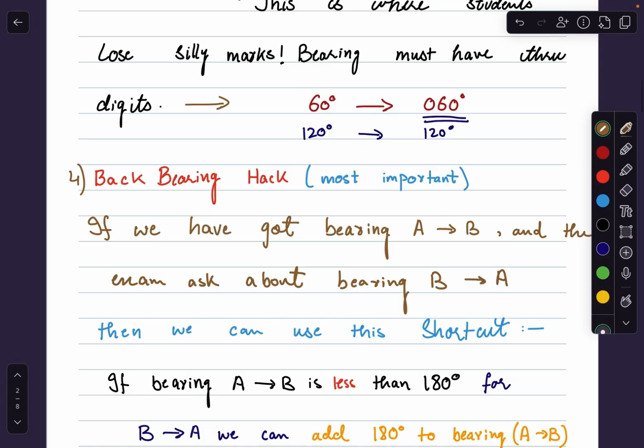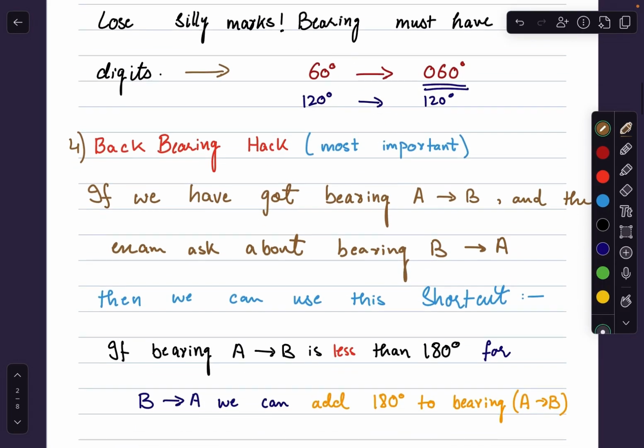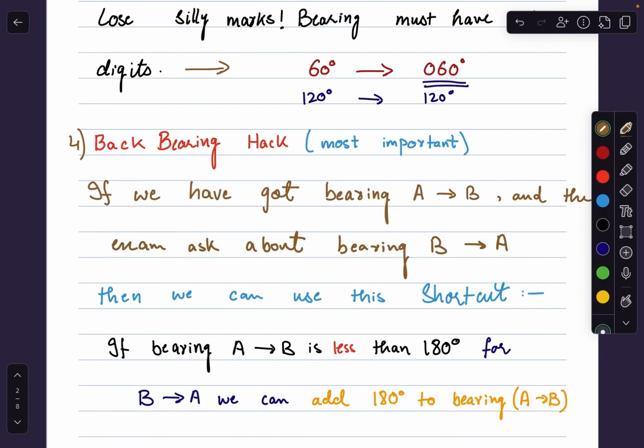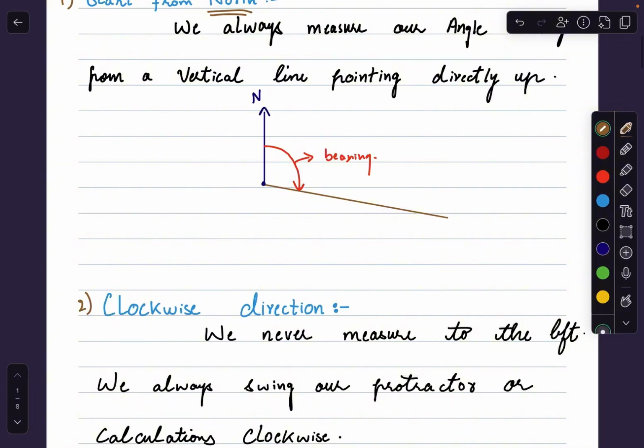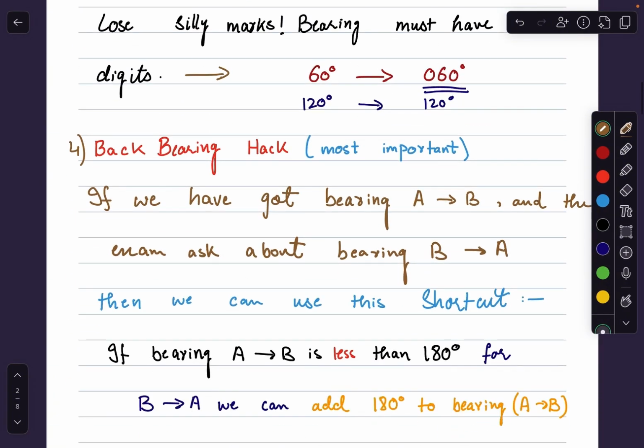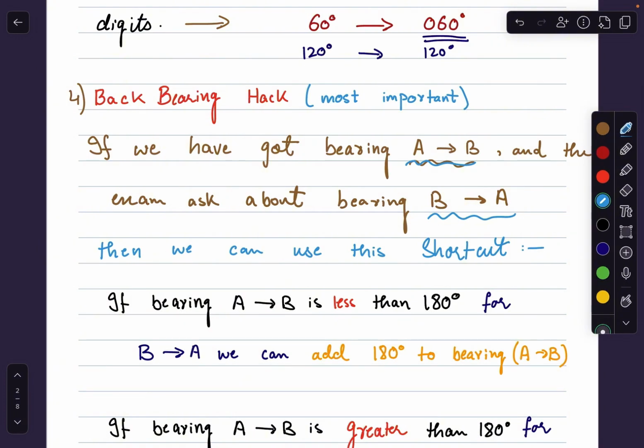Now there's another important hack. That hack is the most important one, the back bearing hack. Suppose we have a line AB. If we got the bearing from A to B, and the exam question says you are finding the back bearing from B to A, we already know the bearing A to B. Now we are going backwards from B to A. Then we can use this shortcut. That's very important in every question.